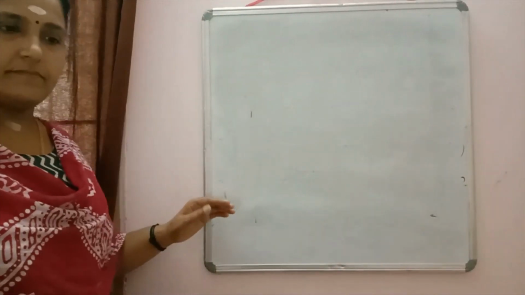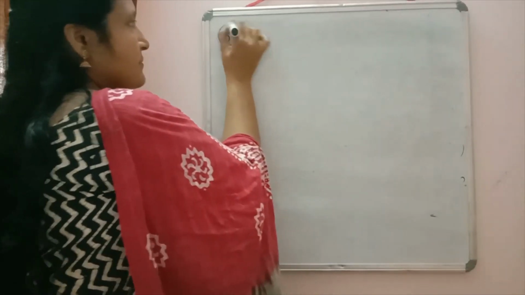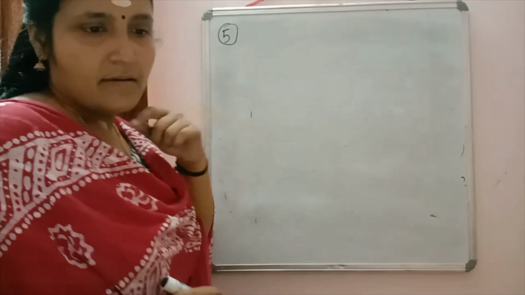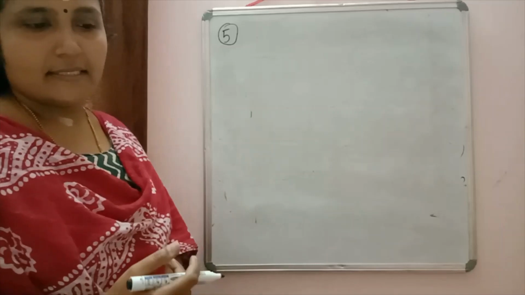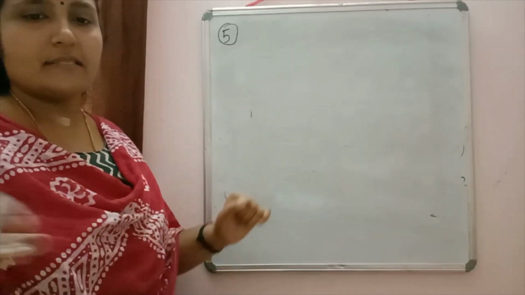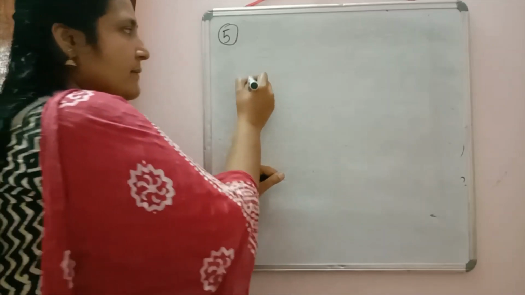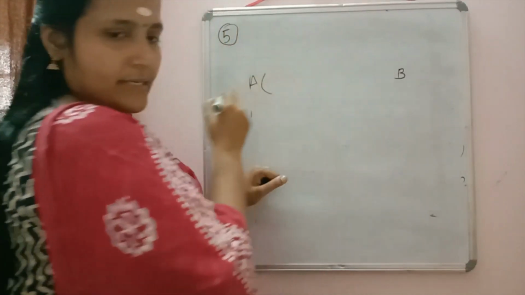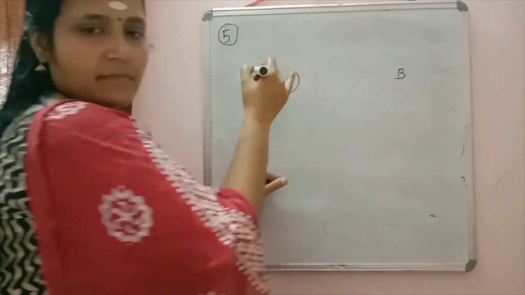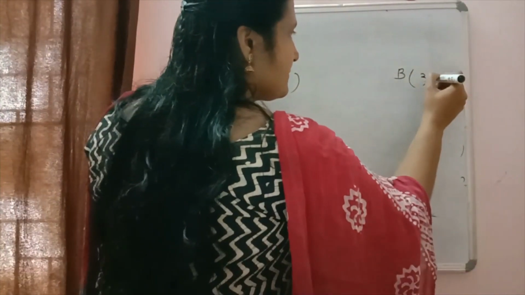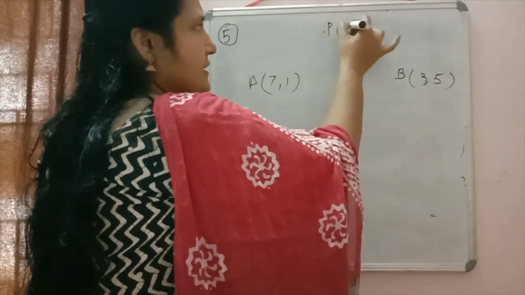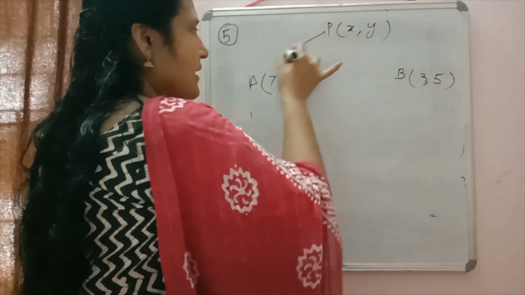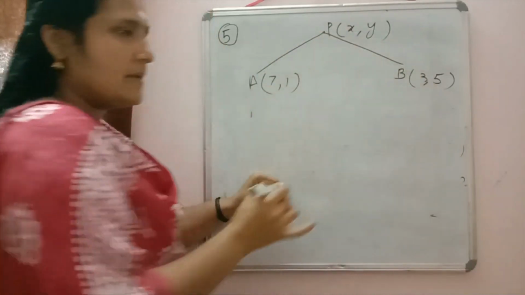Moving on to the next question. Question number 5. Question number 5 is: find a relation between x and y such that the point (x, y) is equidistant from 2 points. The 2 points given, suppose A and B, I am writing the points (7, 1) and (3, 5). These 2 points are given. And another point is given, P, which is equidistant from these 2 points. So again the relation is given: PA is equal to PB.